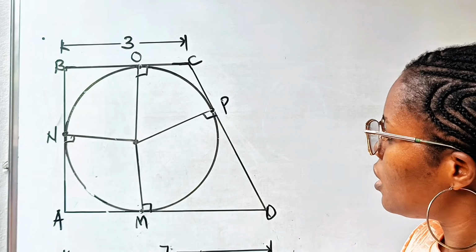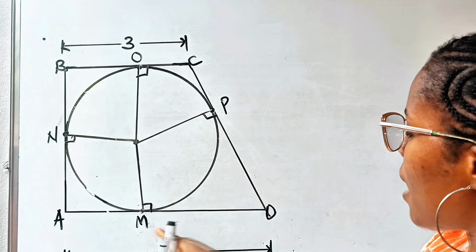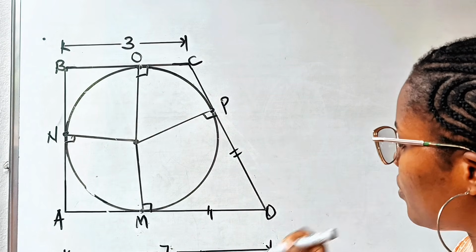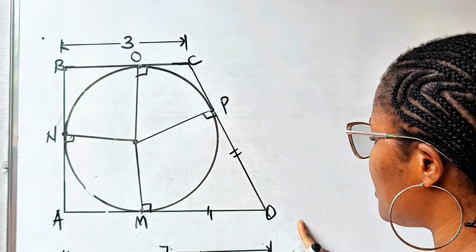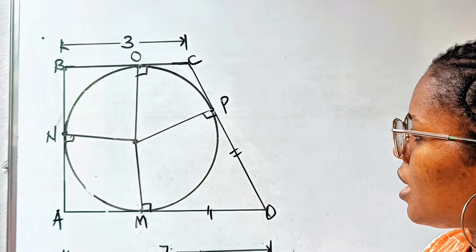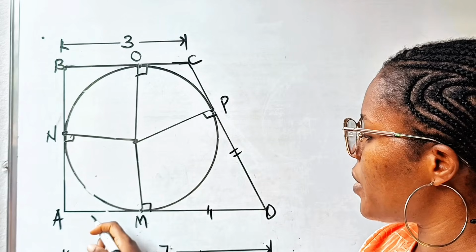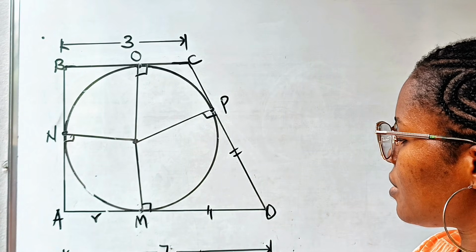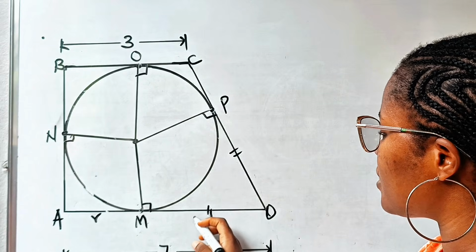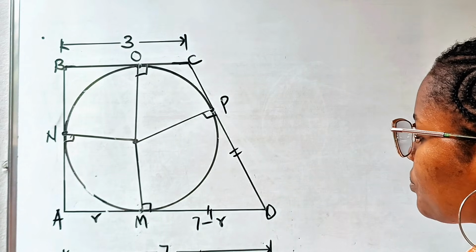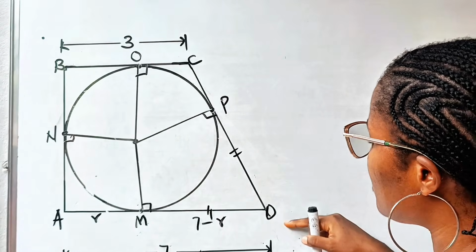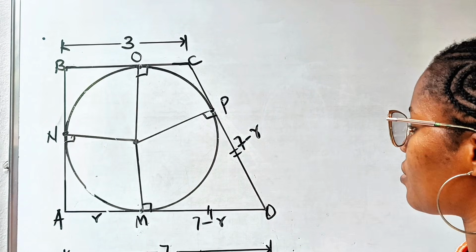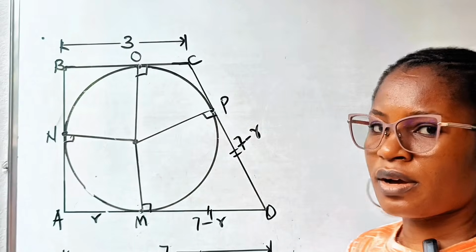Thank you very much. So looking at this, that means that MD is equal to PD. Now, remember that AD is 7, and from here to here, this is the radius of this circle. So it means that MD will be 7 minus R. So here is 7 minus R. Now, because MD is equal to PD, PD is also 7 minus R.